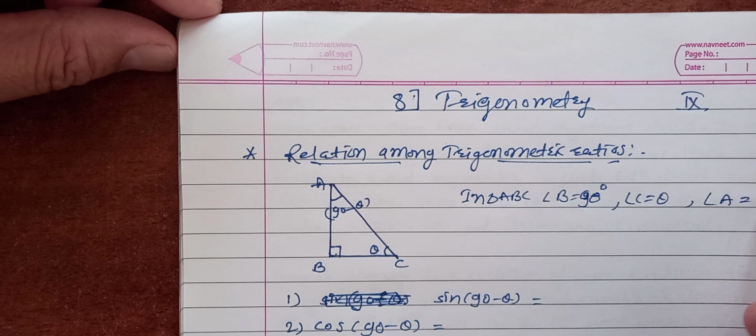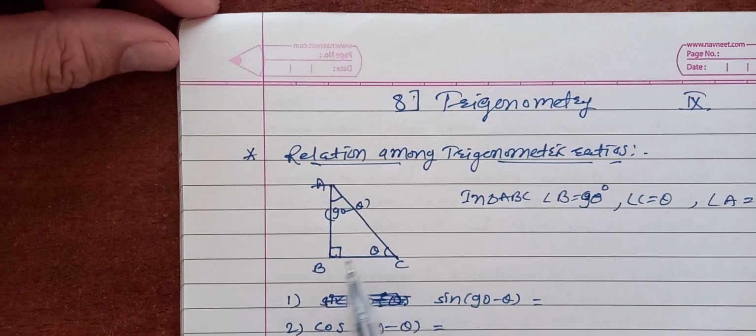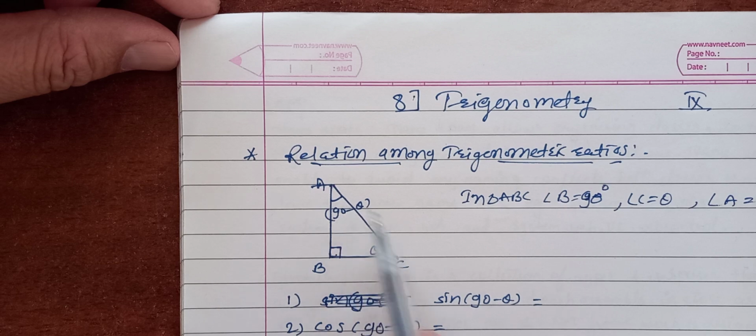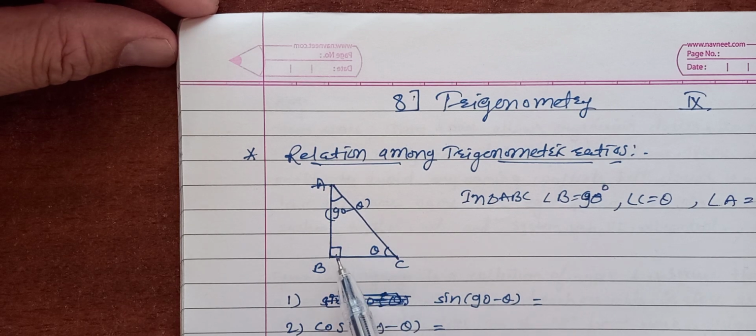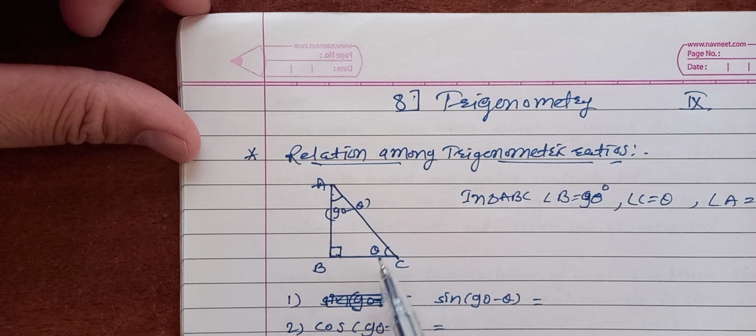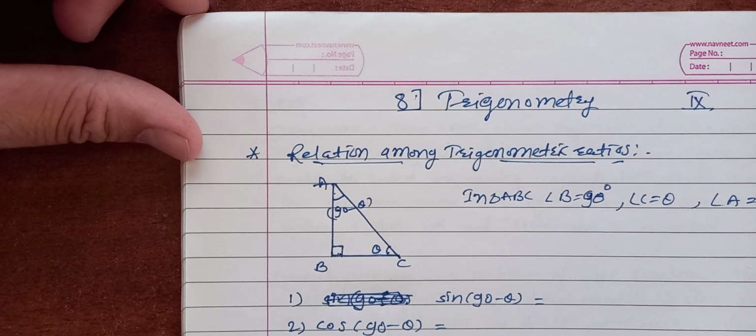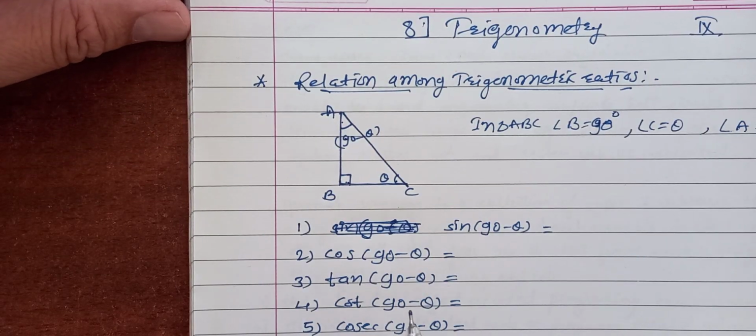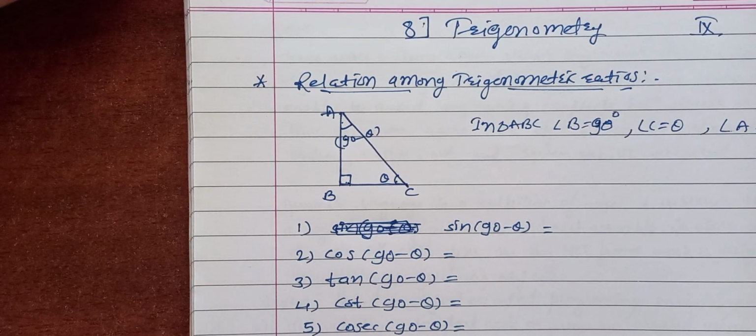Then what is angle A? 90 minus theta. How is it 90 minus theta? Because we know in a triangle the sum of three angles is 180 degrees. So this is now 90. So the sum of the remaining two angles is 90, because 90 plus 90 is 180. So we assume one angle from them is theta, then the other one is what? 90 minus theta. So using this you have to study some relations between sine, cos, tan.